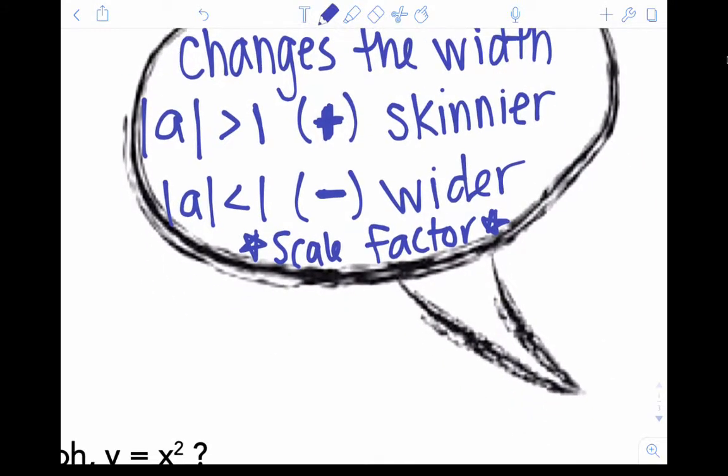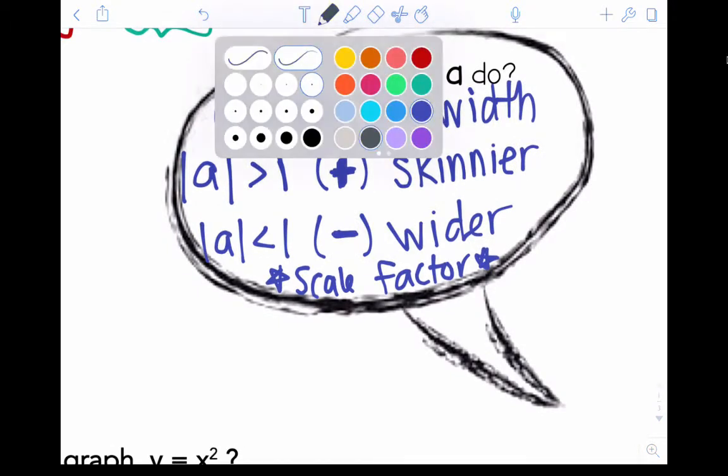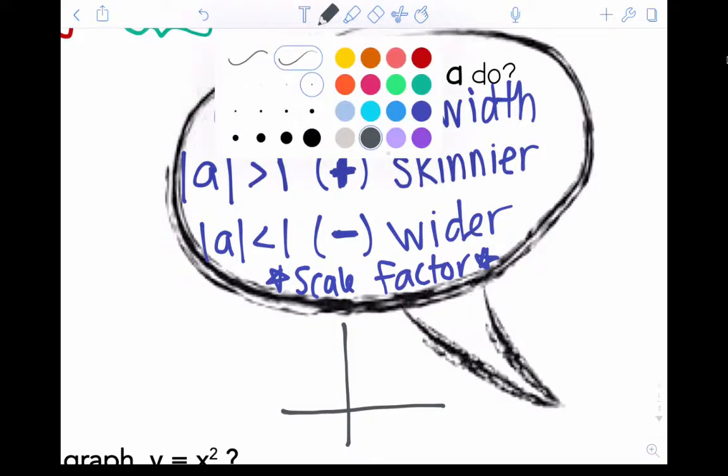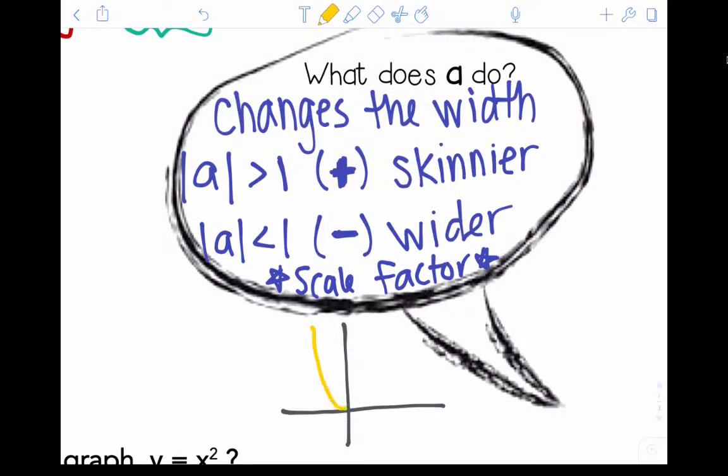So let's think about why this is. If I have a graph, and let's talk just about the parent function. Here is the parent function y equals x squared. So the a value here is 1. My points, well, first my vertex is 0, 0. If I plug in 1 for x, I get 1 for y. If I plug in 2 for x, I get 4 for y.